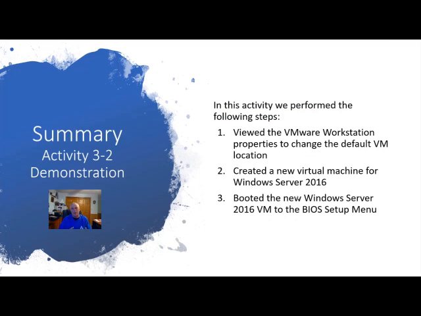In summary, in this activity, we performed the following steps. First, we viewed the VMware Workstation properties and changed the default VM location. Secondly, we created a new virtual machine for Windows Server 2016. And finally, we booted this new virtual machine to the BIOS setup menu. In later activities, we'll be using this virtual machine for a variety of purposes.